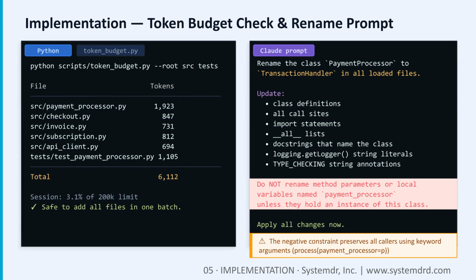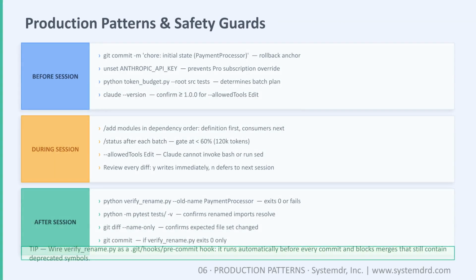Here we see the implementation of the token budget check and rename prompt. Our 6 files total 6,112 tokens, well within the 200K limit. The prompt is precise, detailing the renaming of "payment processor" to transaction handler, and including explicit negative constraints to prevent API contract breakage. For production patterns, commit the initial state first as a rollback anchor.